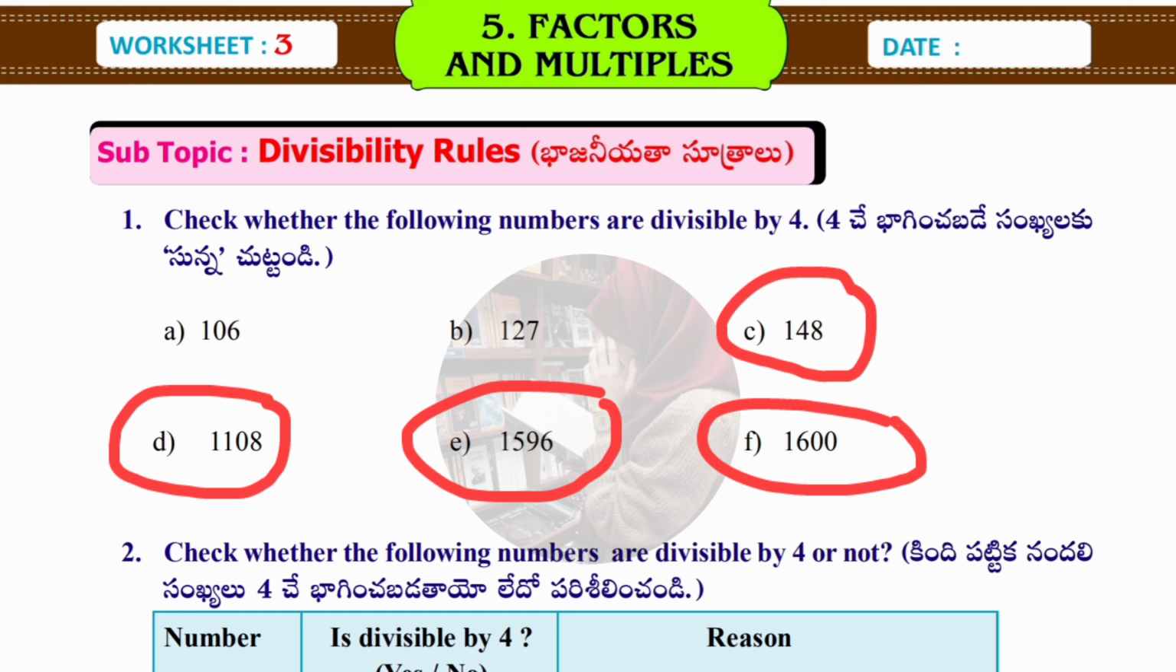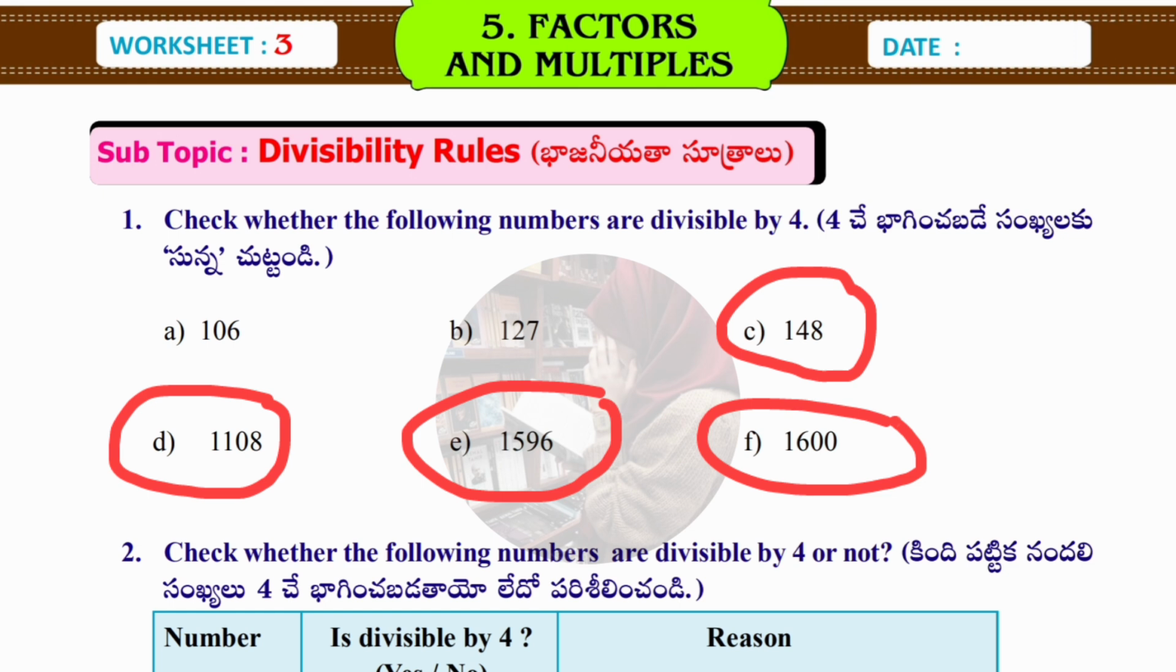Fifth number is 1596. Last two digits are 96. It is divisible by 4. Okay. So 4 twos, 4 fours. It is definitely divisible by 4. That's why 1596 is divisible by 4. Circle that number. Next last number is 1600. Last two digits are 00. If we divide this entire number by 4, we get the answer as 400. So this number is also divisible by 4. That's why circle that number.